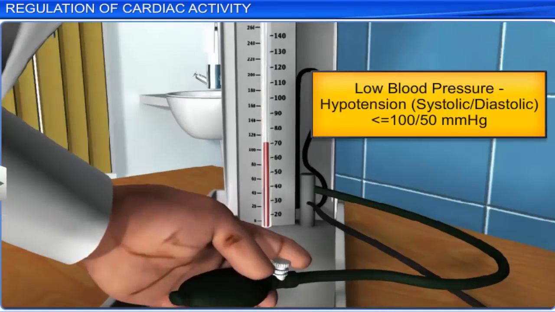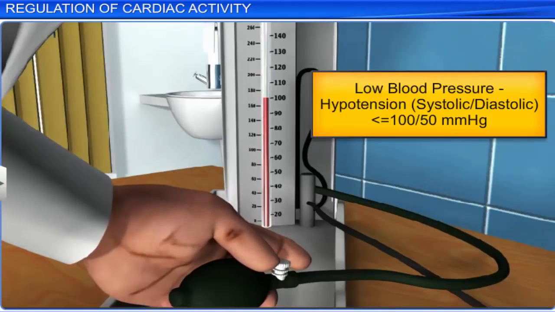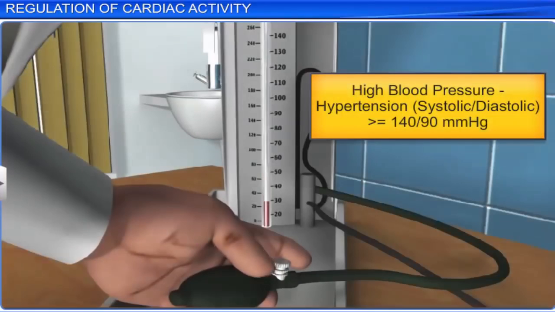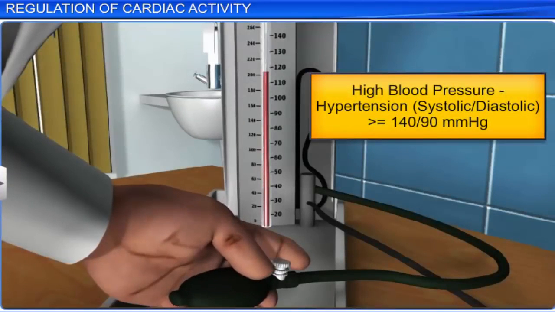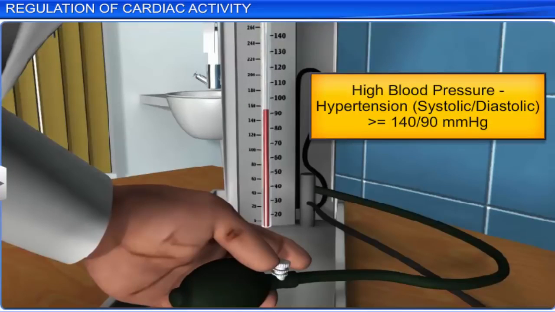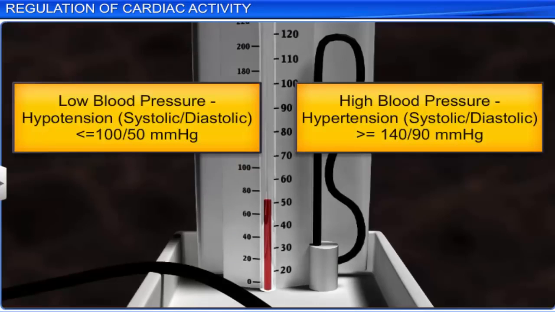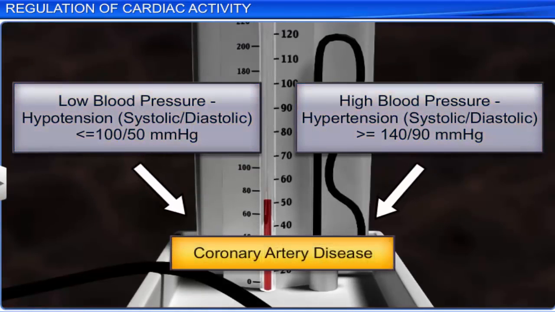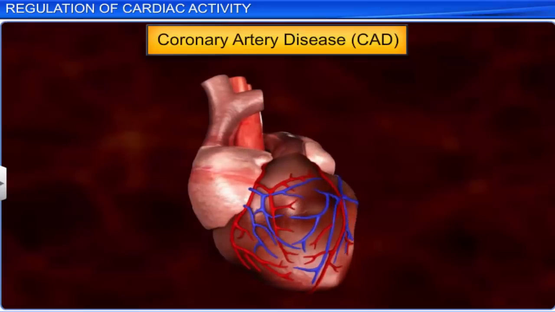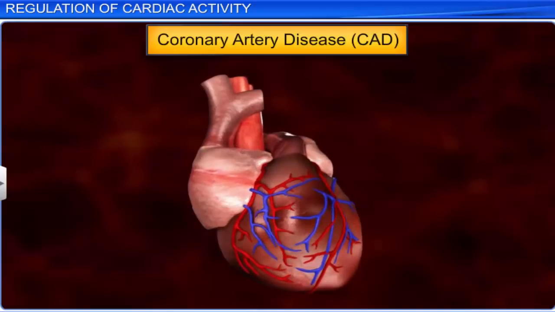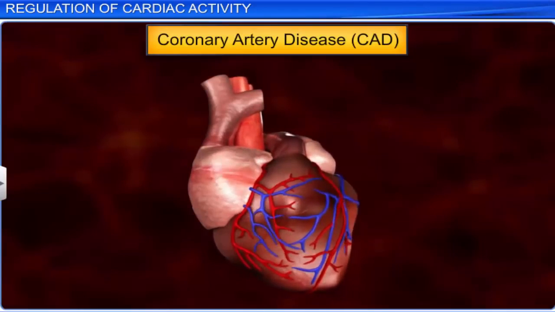When BP is 100 over 50 or less, it is called low blood pressure or hypotension. Similarly, when BP is 140 over 90 or more, it is called high blood pressure or hypertension. Thus, any drastic change from normal blood pressure leads to coronary artery disease. Coronary artery disease or CAD affects the coronary circulation of the heart.